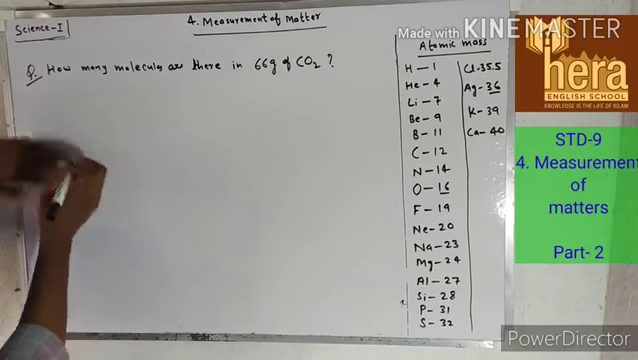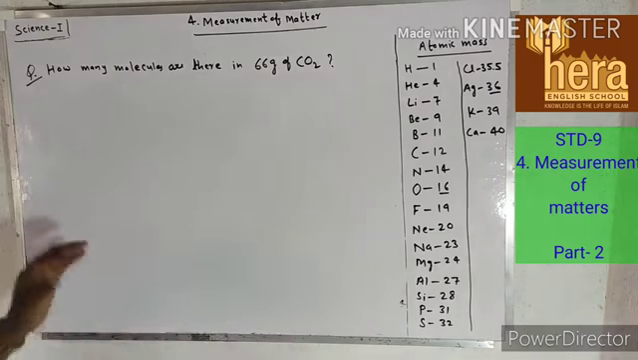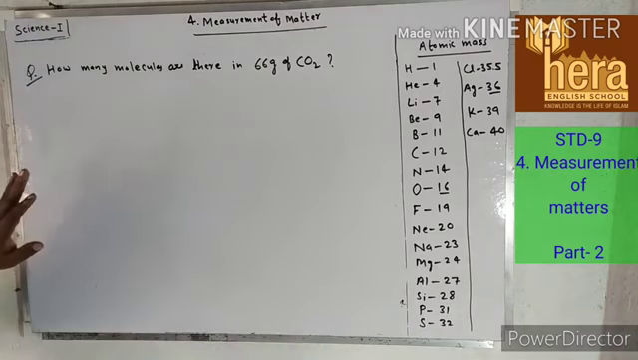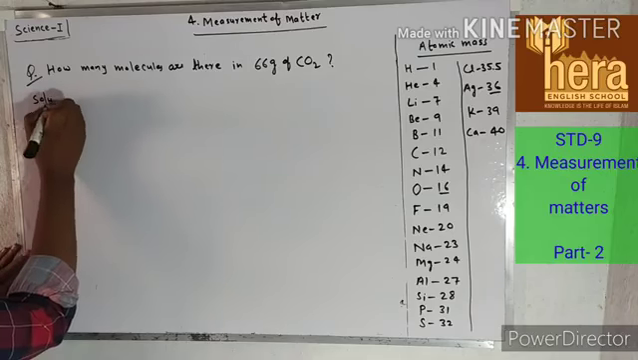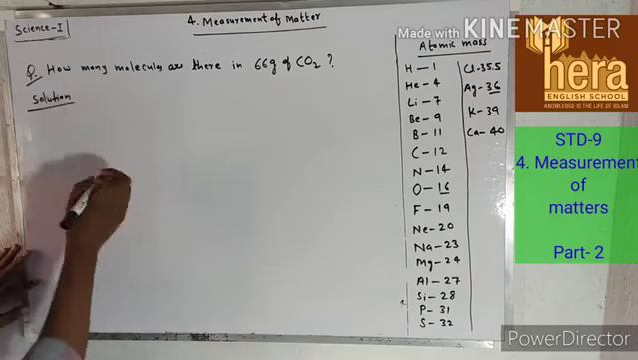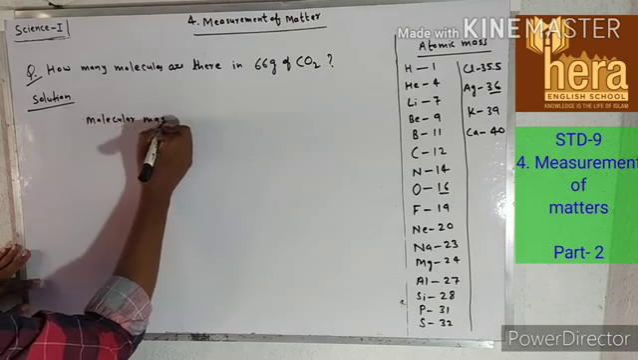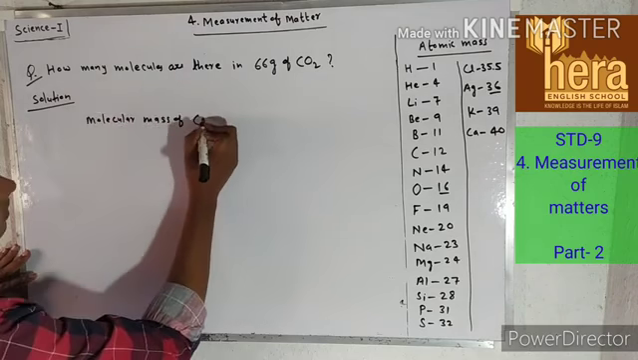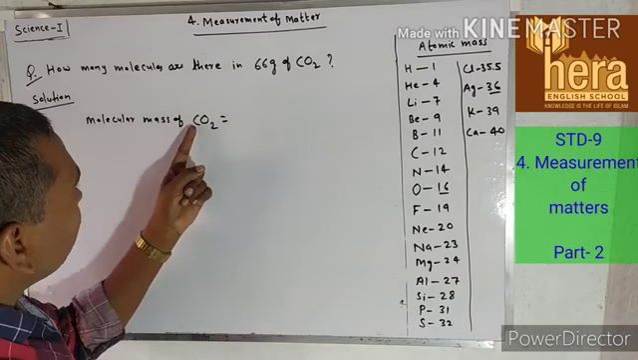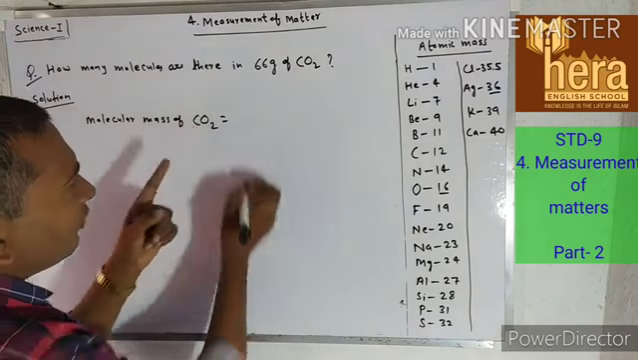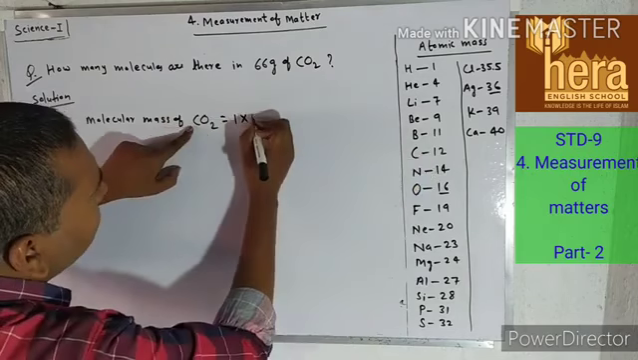Solution. That is given in your textbook page number 52. Method may be different, but answer will be same. Solution. Molecular mass of carbon dioxide is equal to, see, again, number of carbon atom is 1. So 1 into atomic mass of carbon is 12. 1 into 12.